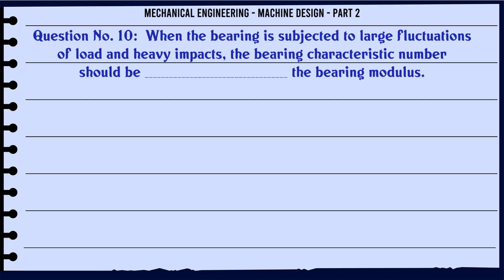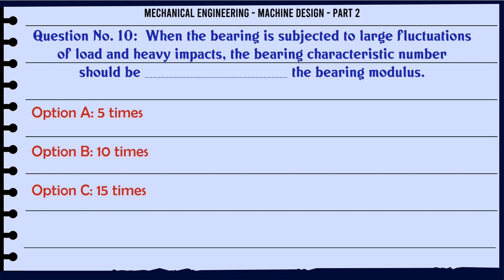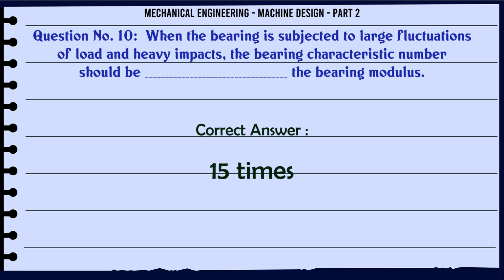When the bearing is subjected to large fluctuations of load and heavy impacts, the bearing characteristic number should be the bearing modulus. A. 5 times, B. 10 times, C. 15 times, D. 20 times. The correct answer is 15 times.